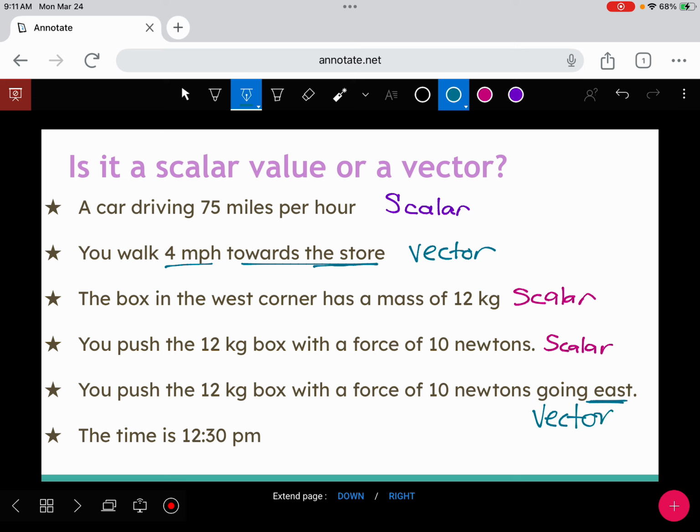It needs to have a direction and a magnitude. So you can think of it like a scalar. It's very similar. So if it has both a direction and a magnitude, then it's a vector. Magnitude would be like, I think of it like distance. Like that 10 newtons, that would be our magnitude. East would be our direction.